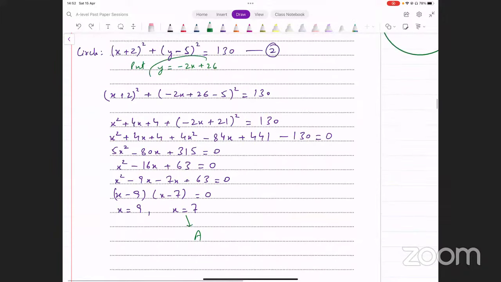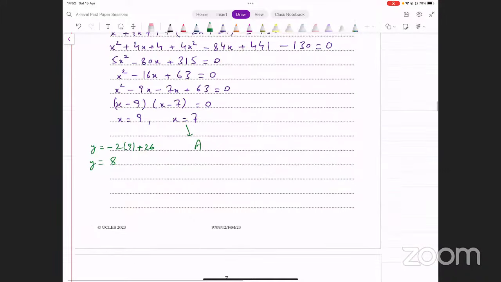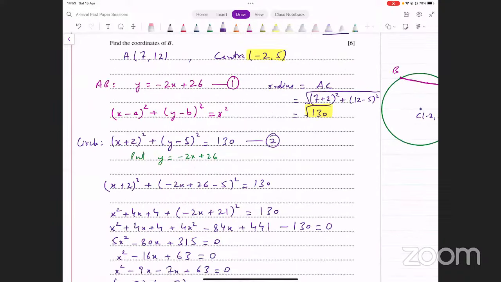उसके लिए हम क्या करेंगे? इसके अंदर input कर दें. y equals -2x plus 26. That gives us y equals -2 into 9 plus 26. That becomes y equals -18 plus 26, and y turns out to be equal to 8. So x की value 9 है, y की value 8 है at the other point. So the coordinates of B therefore turn out to be 9 and 8. And that is what we were looking for here. ठीक है? Let's move on. That was question number 5 from this paper. Let's have a look at the next one now.